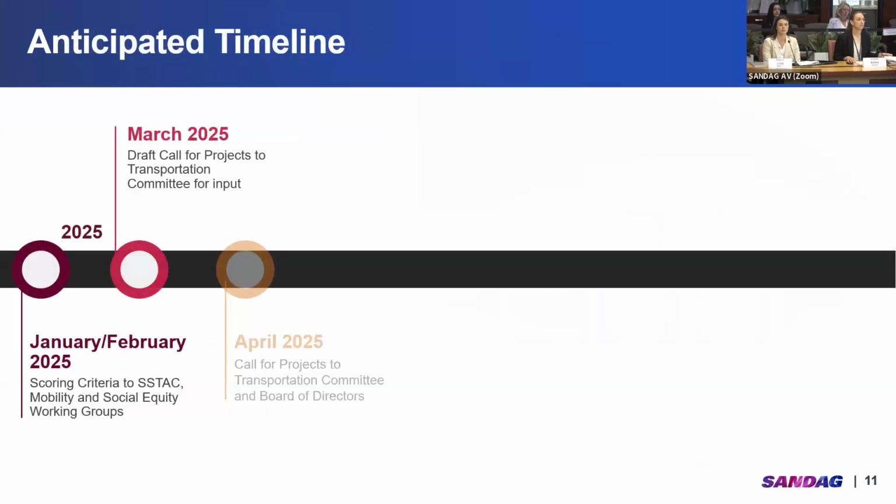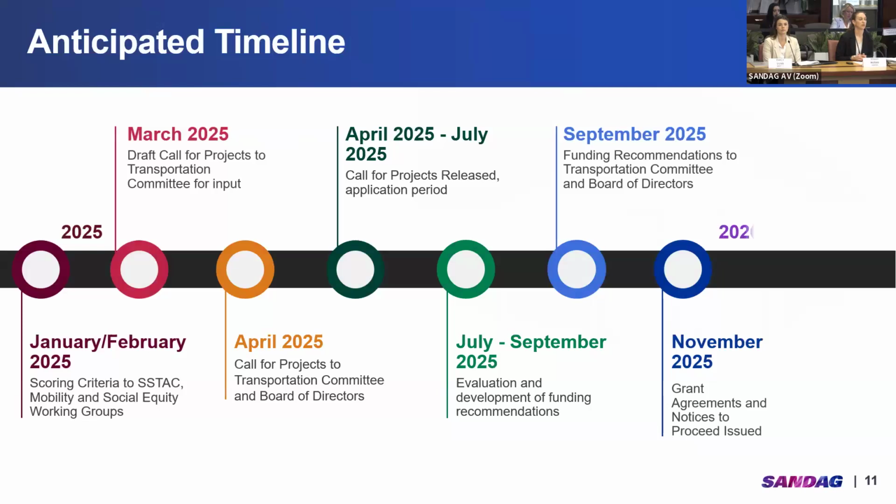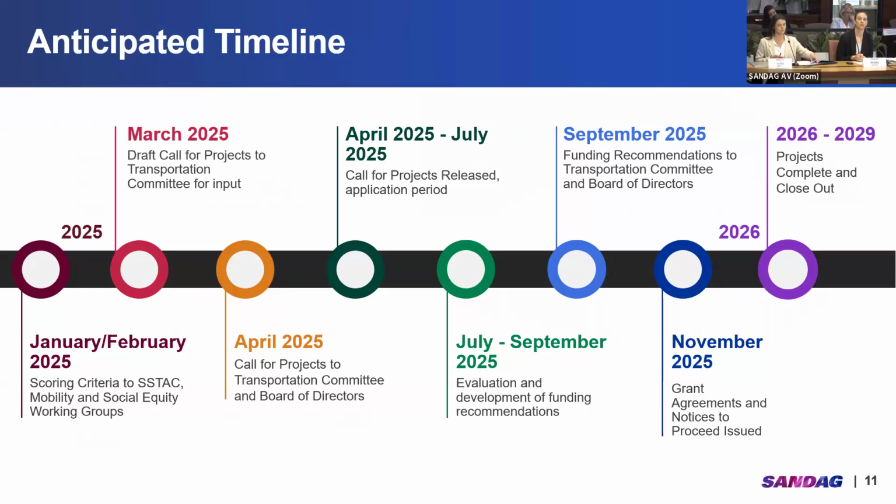In terms of timeline, this month and next month, we're soliciting feedback from all of our working groups. Then in April, we will be taking the draft program call for projects to our transportation committee and asking for their recommendation to the board of directors for approval. If approved by the board of directors, it would open a 90-day application period, and applications would be due in July. Between July and September, we would assemble our evaluation committee who would be reviewing and scoring all of those applications and bringing the funding recommendations back to the board in September.